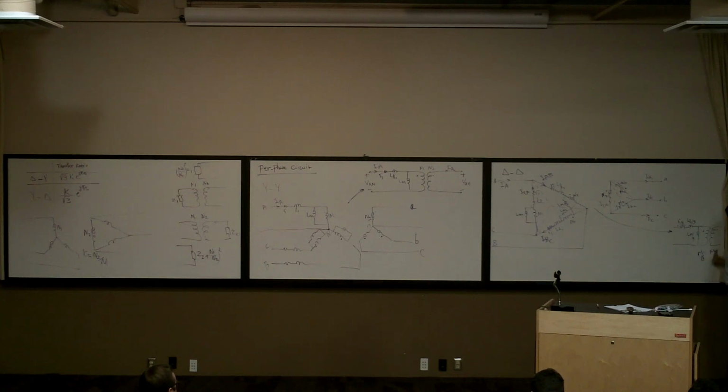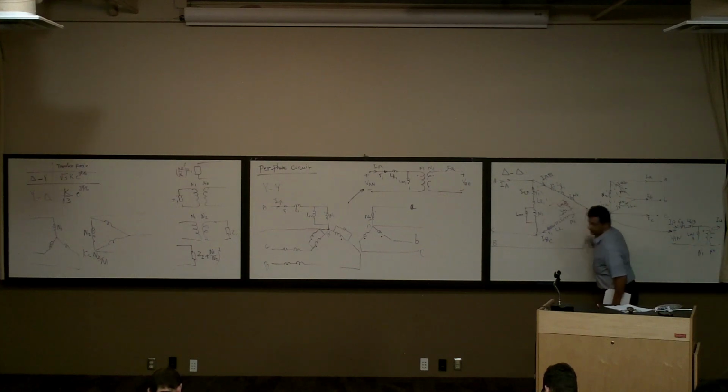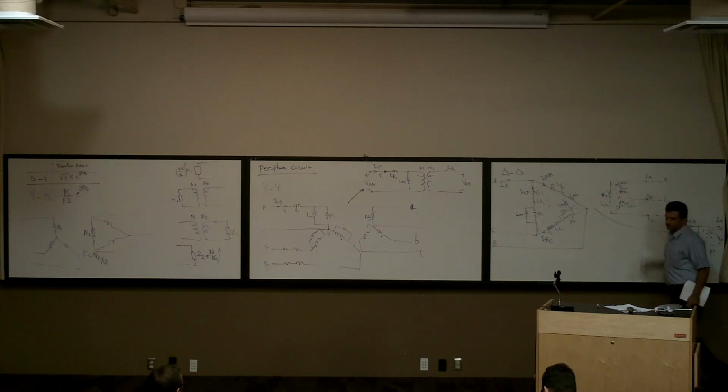So I'll ignore this square root. N1, N2. This current is IA. This current is this IA. This voltage is VAN. See, N will be this point. This voltage would be VAN. Basically, N is this.